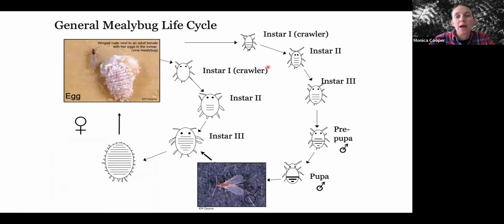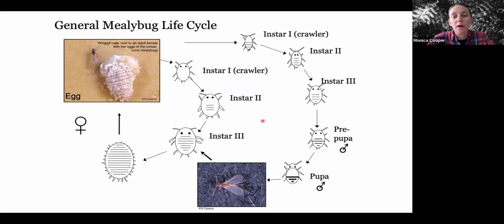When they hatch, the first instar that hatches out of the egg is commonly called a crawler. And the reason why it's called a crawler is because it moves a lot and it moves fairly quickly. That's because they're very small and they're sensitive to dehydration. So they need to move away from the ovisac, settle down, and start feeding. Once they really do that, they'll tend to molt.